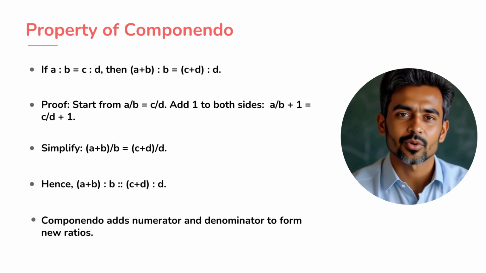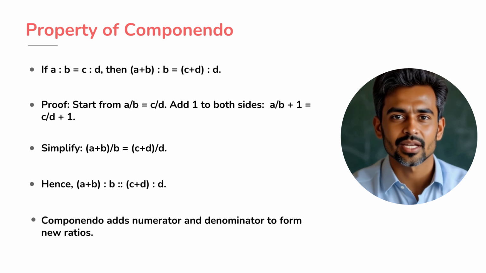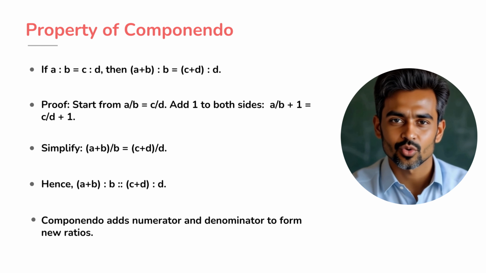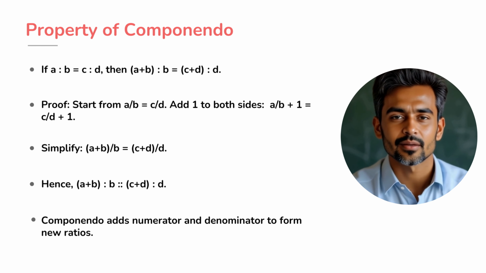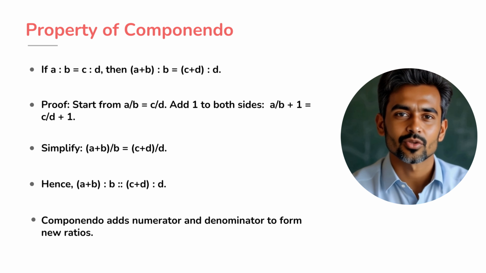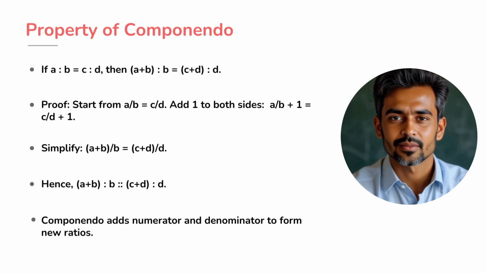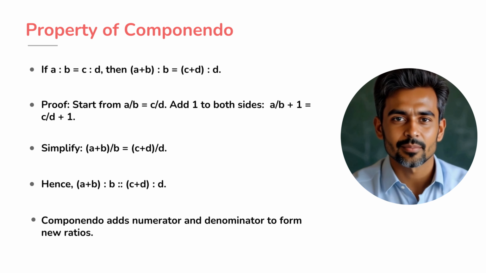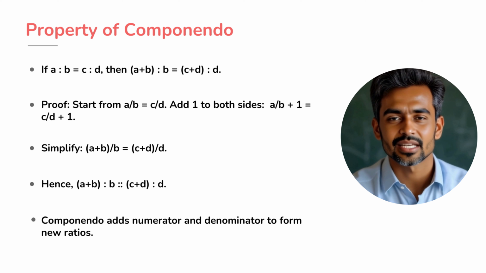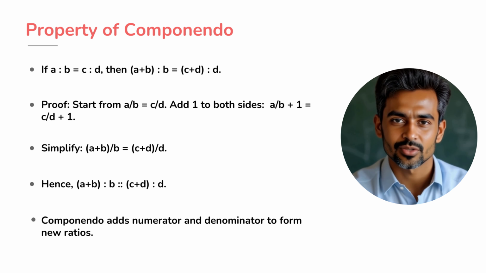Now comes the third property, componendo. It says if a : b = c : d, then (a + b) : b = (c + d) : d. Let's prove this. Start with a divided by b equals c divided by d. Add 1 to both sides. That gives a divided by b plus 1 equals c divided by d plus 1. Simplify this. Left side becomes (a + b) divided by b, and right side becomes (c + d) divided by d. So we conclude (a + b) : b = (c + d) : d.